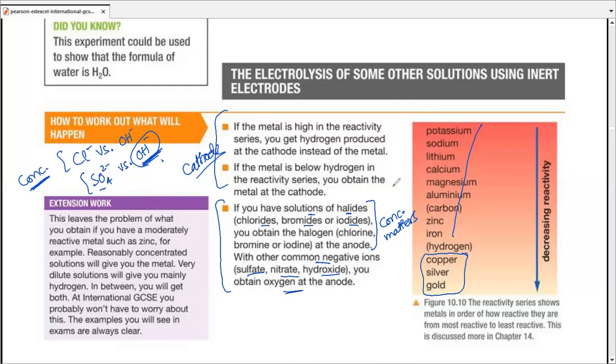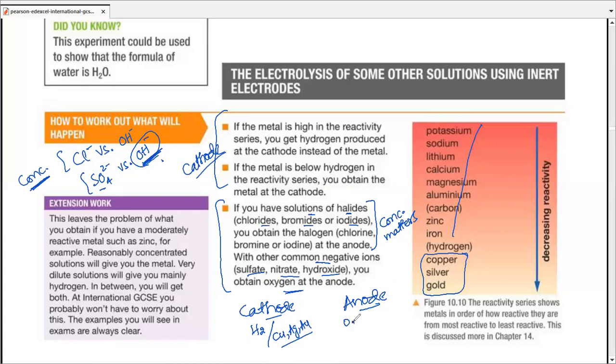So with all these 3 points, what is the bottom line? Let me tell you the bottom line in terms of both the electrodes. And it's really easy when I tell you the bottom line. At the cathode, every time hydrogen forms, except if there is copper, silver, or gold. Hydrogen is the product every single time, apart from when these elements are part of the salt.